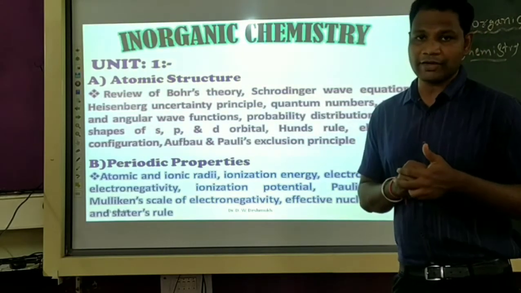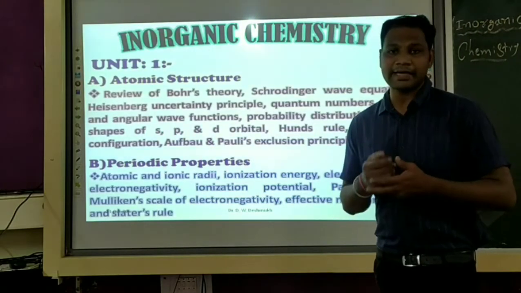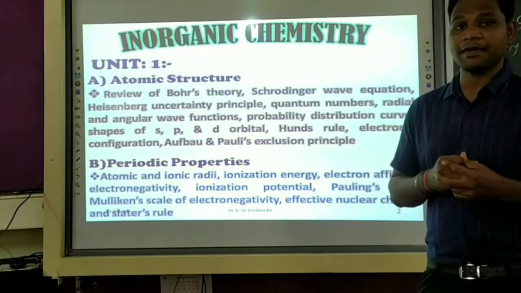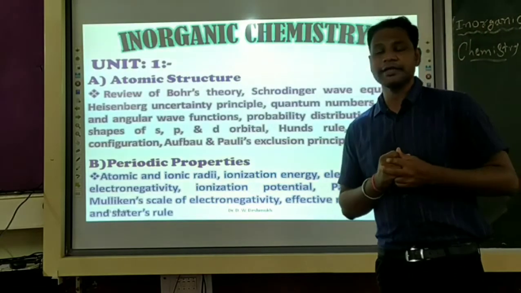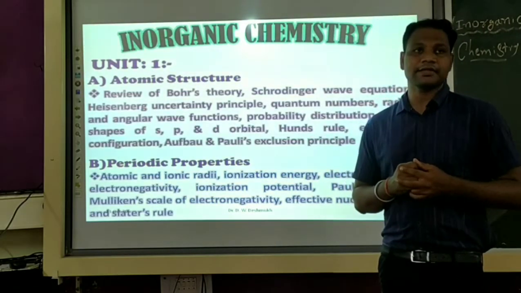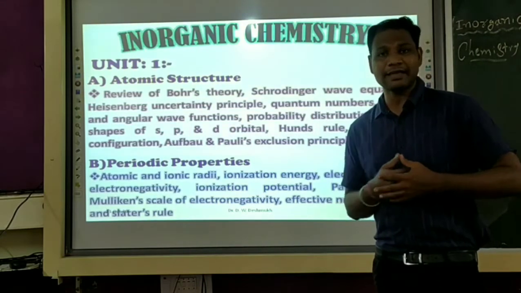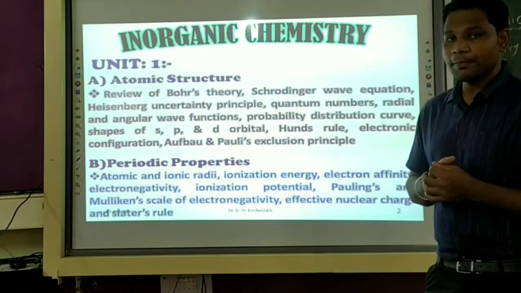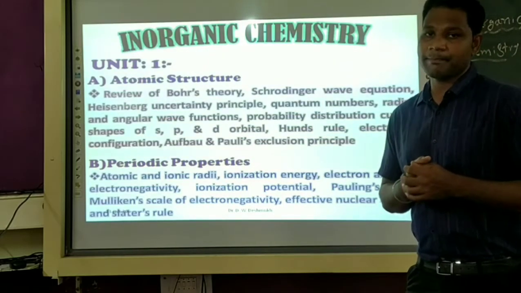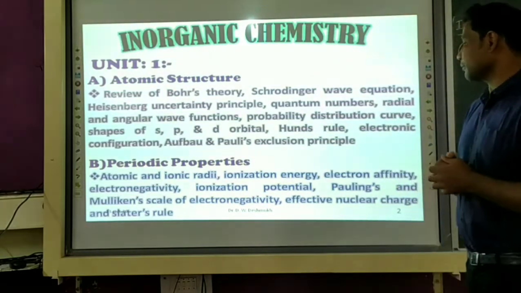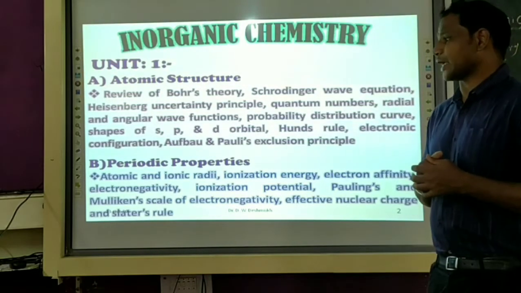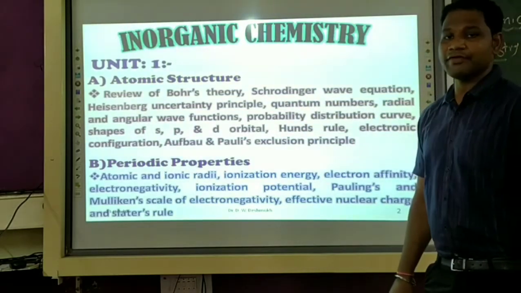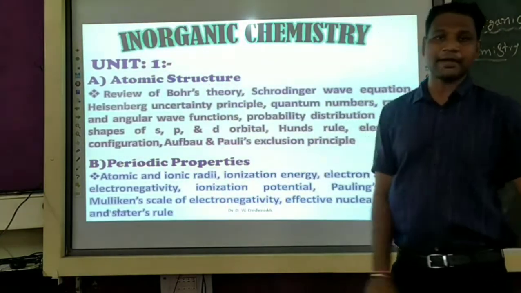Means in part 1, in atomic structure, we have to deal with what is meant by atom, fundamental particles of atom, nucleus, then electronic configuration of different elements, then review of Bohr's theory, then Schrödinger wave equation, then we have to learn what is meant by Heisenberg uncertainty principle, Pauli's exclusion principle, Hund's rule of maximum multiplicity, Aufbau principle, then shapes of s, p, d and f orbitals, then quantum numbers, then radial and angular wave functions, etc. So in the first part, we have to deal with atomic structure. Then in the second part, periodic property.